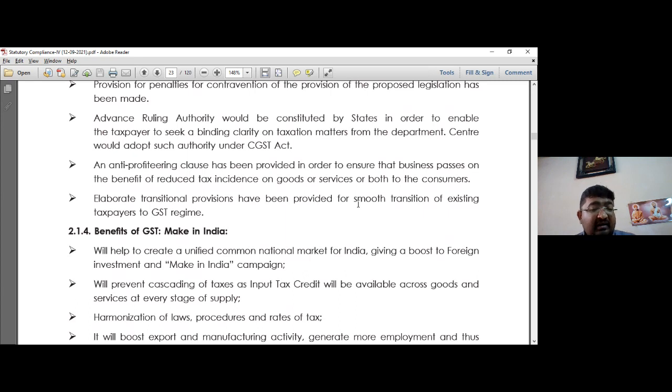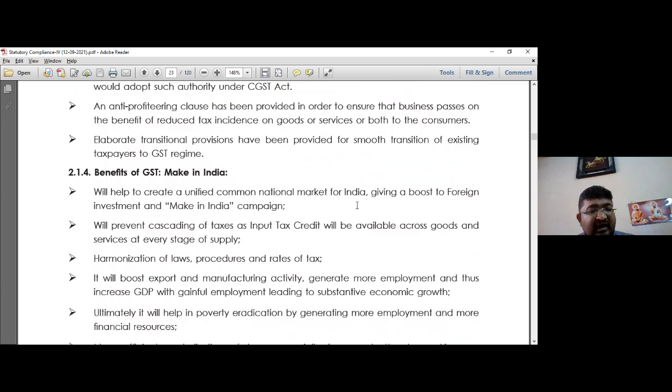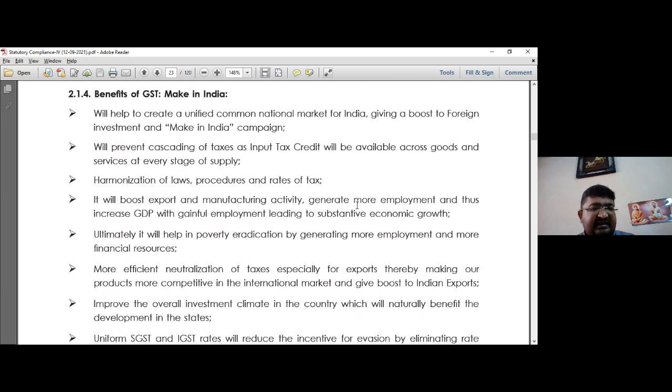You should see, making profit is good, is fine. But profiteering will amount to a fine, that is, a penalty. Sir, you should not make profit out of tax, which will amount to penalty. And during the transition phase from old tax to new tax, there are some transitional provisions in the GST Act. So these are all the benefits of GST. Please go through, friends.